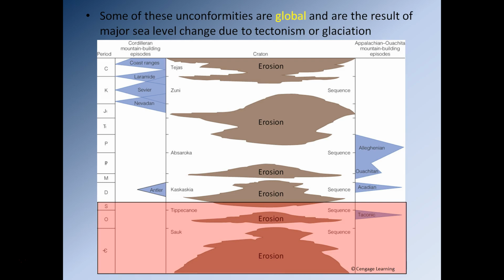So, if there's large scale glaciation going on, that's going to lock up water. That means sea levels are going to drop. So you're going to see a marine regression, not only in North America, but also in other continents as well.